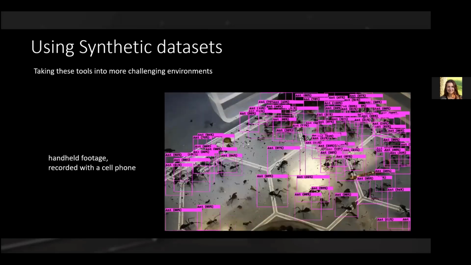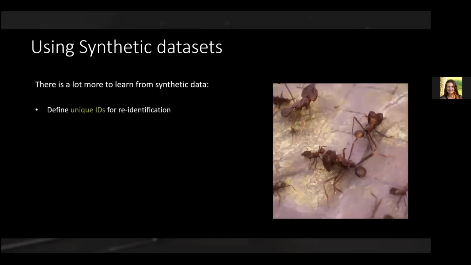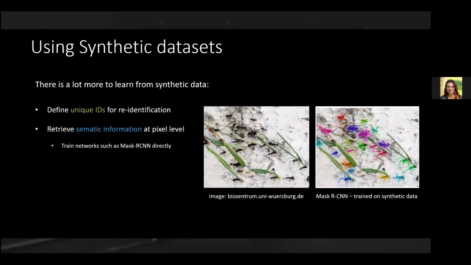But now let's take a step back and actually think about what are the possible applications that we have now that we can generate these data sets. Well, first of all, we can define unique identities in our colonies. So all of these ants can be re-identified between different images, meaning tracking is an opportunity. We have semantic information at a pixel level, which means that we can train networks such as Mask R-CNN, if you've heard about those, which basically traces the exact outline of every single object that you have, which can help a lot if you need to identify different species in the wild or they're just on challenging backgrounds.